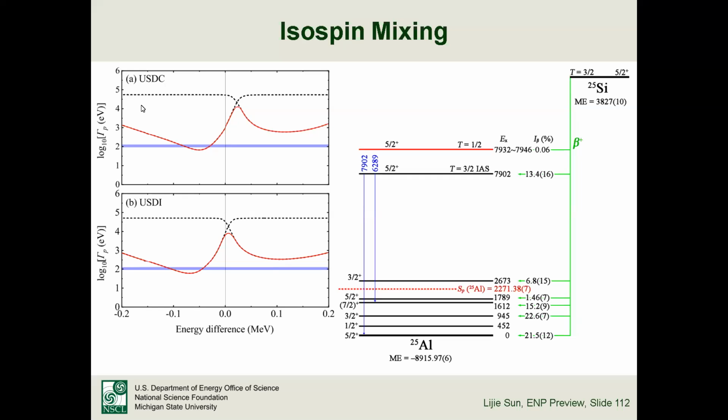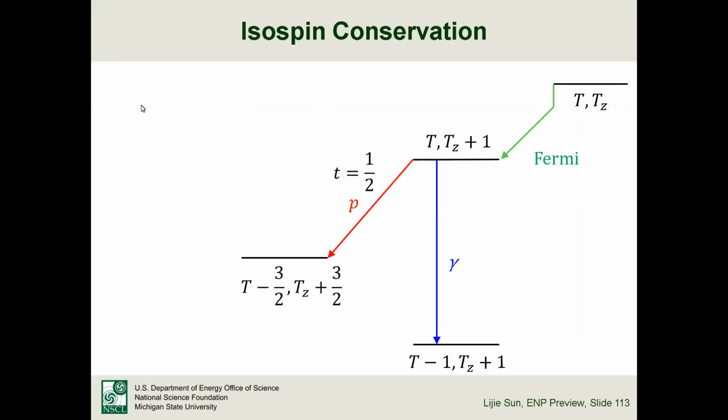We found that the proton decay width of this IAS is impossible to explain without considering the isospin mixing between the IAS and the nearby state, approximately 39 keV above, highlighted here in the red line. So the isospin-related problems have been active topics of both nuclear physics and particle physics research. I'd like to elaborate on this point for a few minutes.